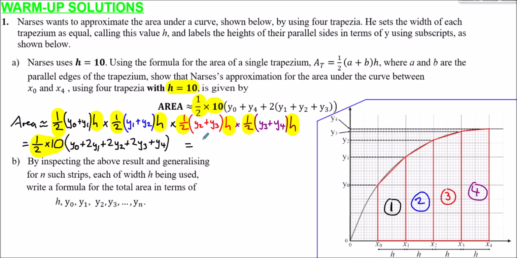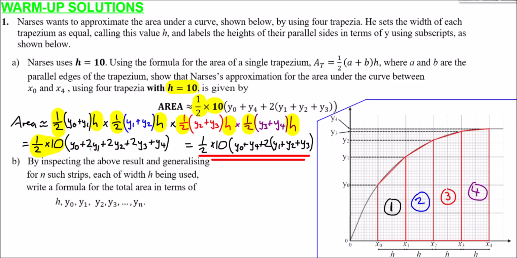So just rearranging this ever so slightly, I've got a half times 10. The first height plus the last height plus 2 lots of all the heights in between. In our case, y1, y2, and y3. So that's the specific formula for Narcís, where he's got 4 strips and each one has a width of 10.